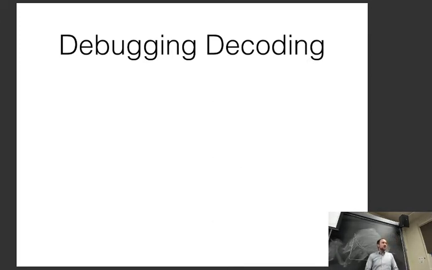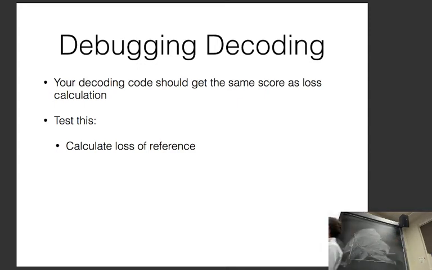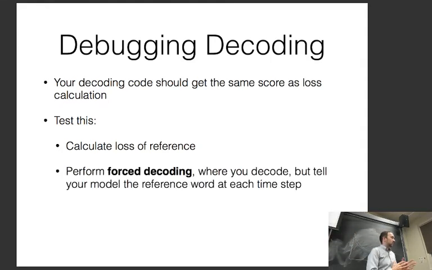So the next thing, this is super important. This can totally destroy your results if it's not working properly. So debugging decoding. Your decoding code or your search code, basically the scores that you calculate in your search code should get the same score as your loss calculation. So what you do is you calculate the loss. You use your calc loss function to calculate the loss of a correct answer. And then you perform forced decoding.